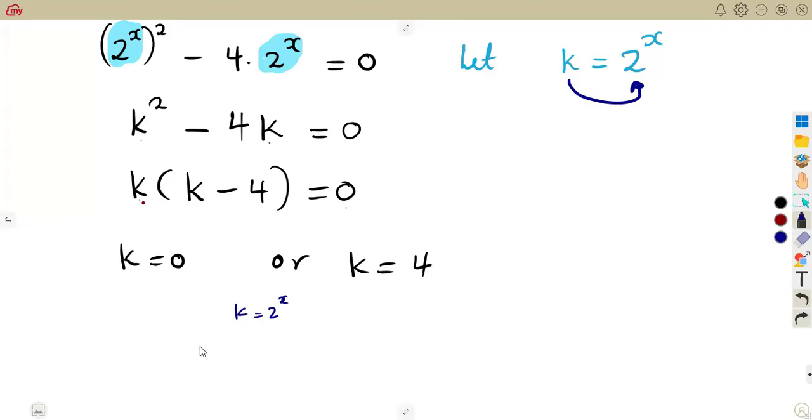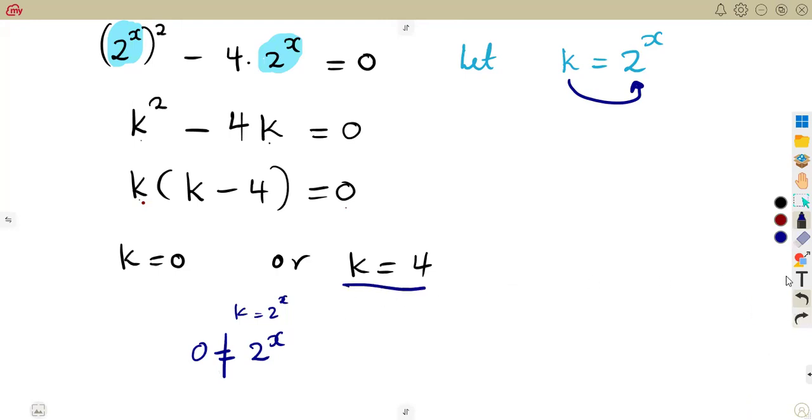Are we going to have a solution if 0 is equal to 2 to the exponent of x? Is there any number that we can use there? There's no number that you can raise to the exponent of any number and obtain a 0. It's impossible. So it's actually impossible on this one.